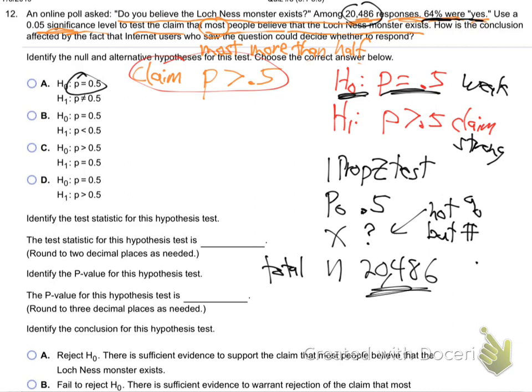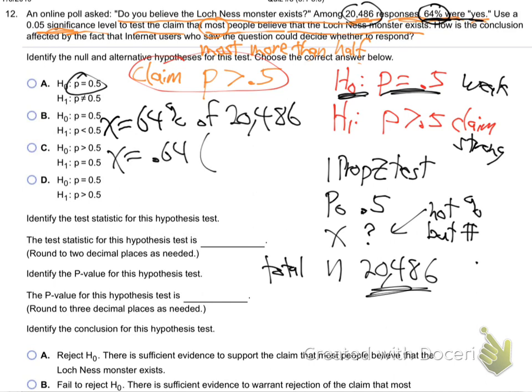Well, how do you find the number that believed? It says 64% said yes, they believe in the Loch Ness Monster. So you've got to take 0.64, because it says 64%. Let me just go slow here. Of the 20,486. That's our X. That's the number that believe in the Loch Ness Monster. So that means 0.64 of, and "of" always means multiply in math. So 0.64 times.